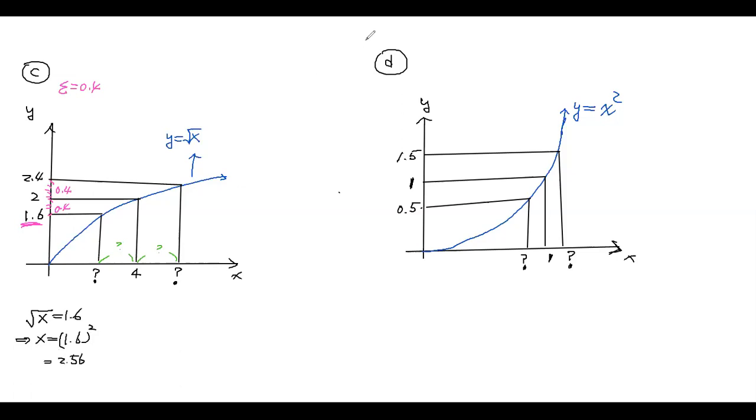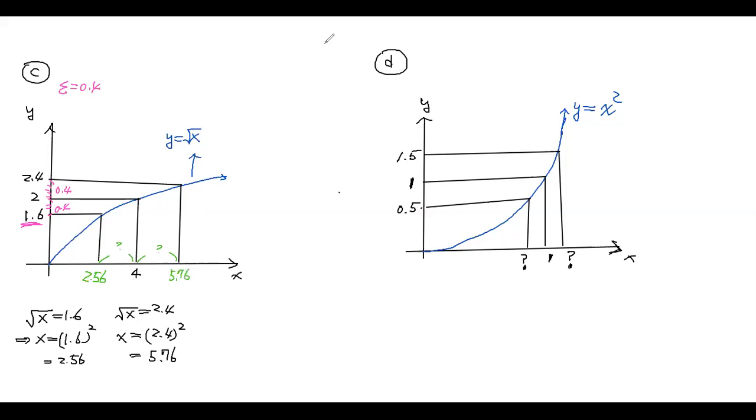So that means for these values here, these values here will give me what? 2.56. Okay, now the same way for 2.4, I know the square root of x is equal to 2.4, right? So what is the x value? X is 2.4 squared. So 2.4 squared is 5.76. That means this value here is 5.76.